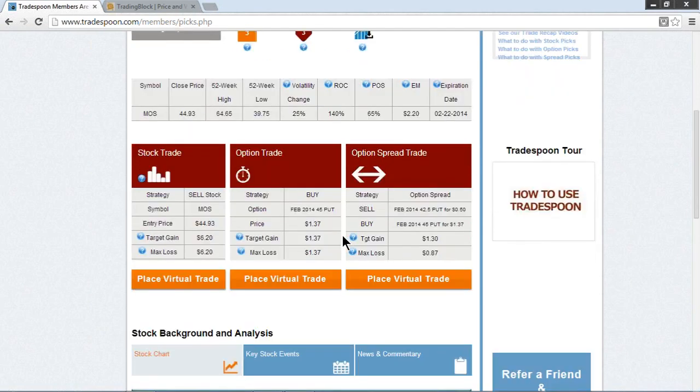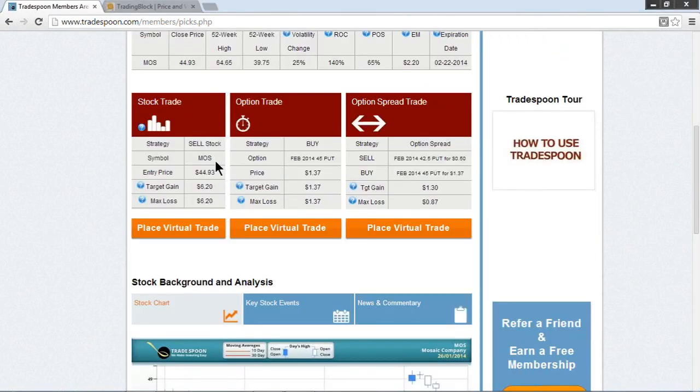Let's take a look at today's picks. The stock trade: we're looking to sell short stock, MOS. We're putting in a limit at $44.93 or better. The target gain on this is going to be $6.20, which means that we will put a buy to close at $6.20 lower than our entry price. So in this case, you're looking at roughly $38.70.